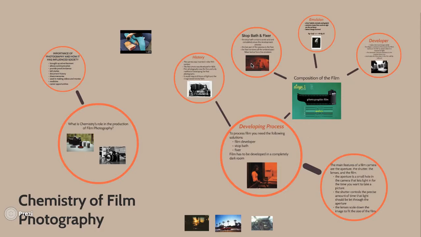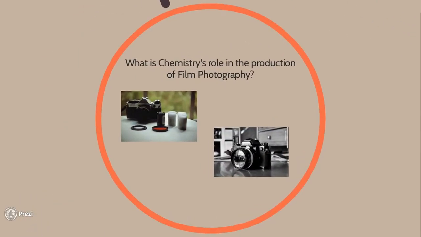I am going to explain the composition of film and the process of film development. I will explain the chemicals used in film and the benefits and uses of film photography to humankind. I will answer the question, what is chemistry's role in the production of film photography? And I will fully explain the chemistry of photography.